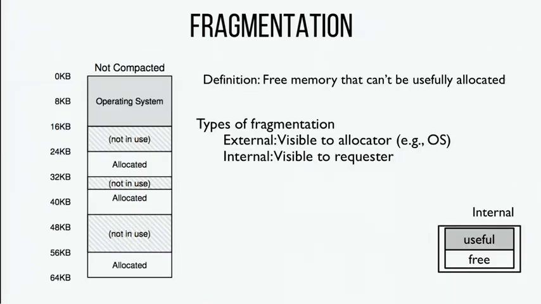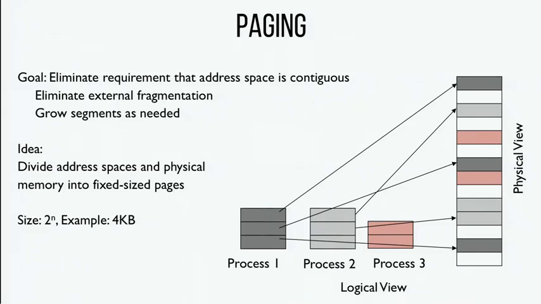All right, so segmentation suffered from the problem of external fragmentation. External fragmentation is when you have some free space that is visible to the entity that's doing the allocation. It's external to whatever it is that's actually using this space. Internal fragmentation would be if I had been given some memory and I knew that within that memory, some of it was useful to me and some of it was not. That's internal fragmentation. Okay. So our next approach is going to suffer from internal fragmentation.